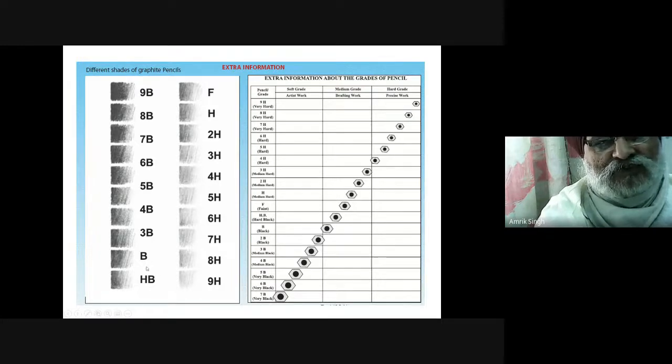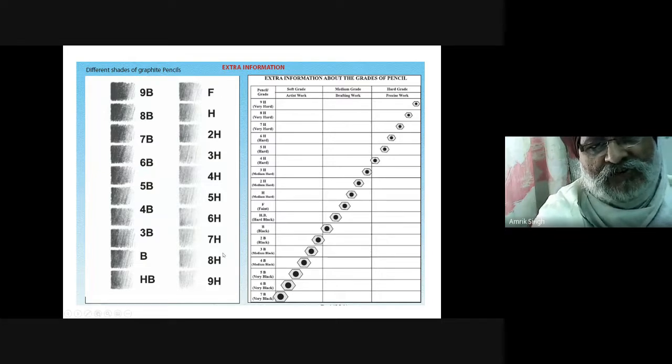So B is softer than HB. 3B is still softer than HB. So that means 9B is very soft. So we use only B, and from B to 9B, architecture people are using. Okay. So this is basically used to shade. Carbon content soft होता है, so it is used for the shading purpose.